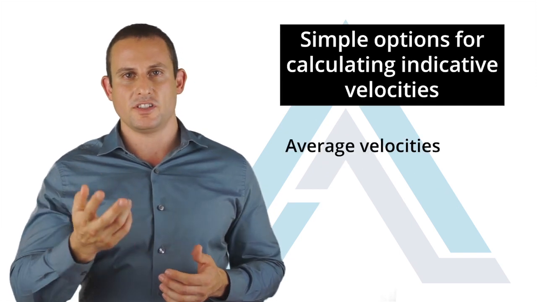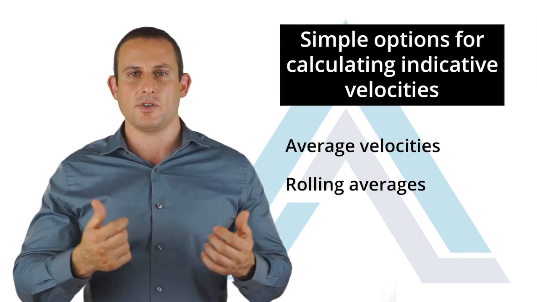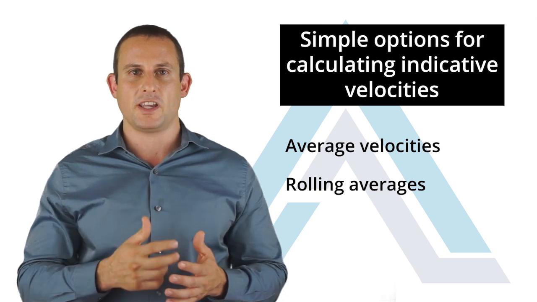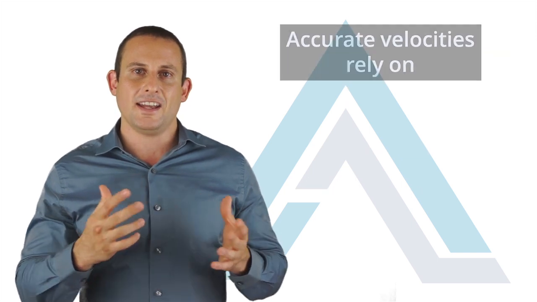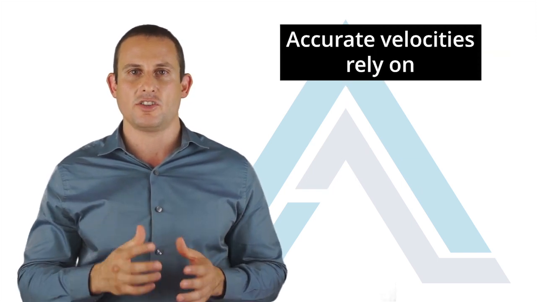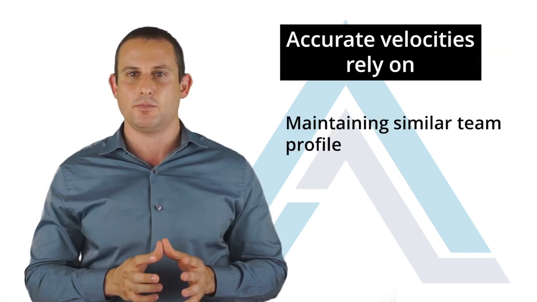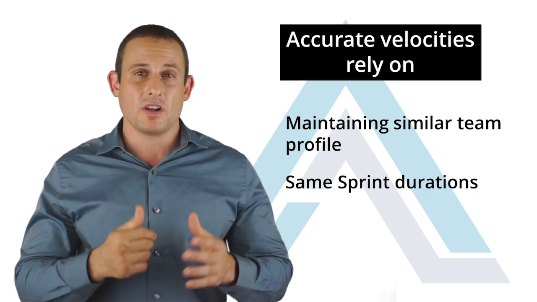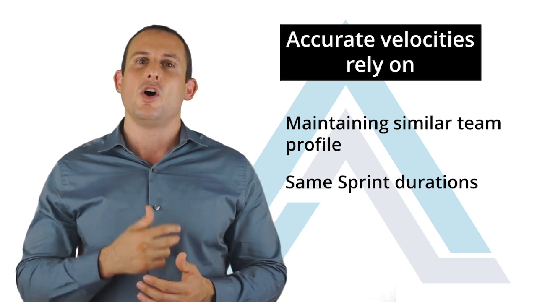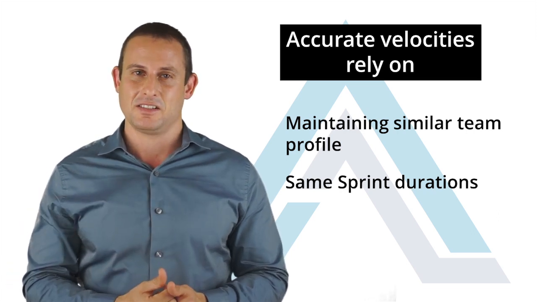Using an average velocity or rolling average of the last 3 sprints is a simple option for calculating a more indicative velocity. Also, an accurate velocity is certainly reliant on maintaining a very similar team profile as well as the same regular sprint duration, or it runs the risk of becoming misleading or even meaningless.